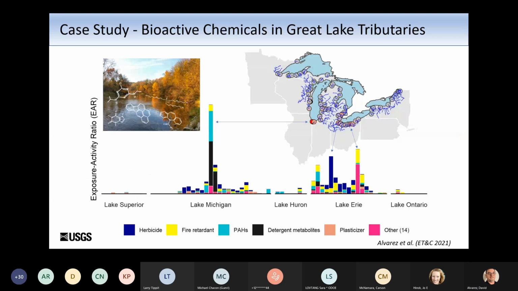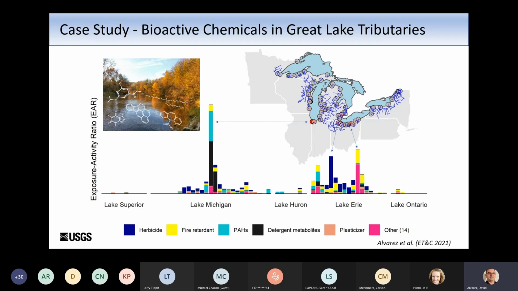Bar graphs with chemical breakdowns for each of the 5 Great Lakes: Superior, Michigan, Huron, Erie, and Ontario. Michigan and Erie have the most results. Chemicals found include herbicides, fire retardants, PAH, detergent metabolites, plasticizers, and other. Information we were able to get back from ToxCast allowed us to calculate the ratio of water concentrations and the activity concentration from those ToxCast assays to determine exposure activity ratios, or EARs.